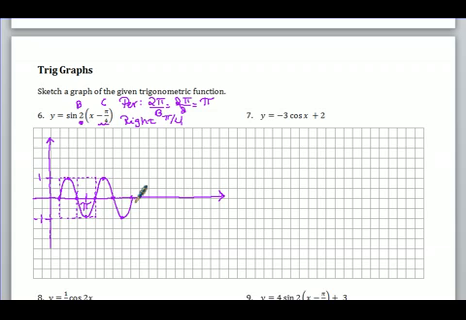Question number 7. Here we have y equals -3 cosine x plus 2. So I have a number in front here, that's an a, and then I have plus 2 on the end, which is not grouped with the x. So that means it's not a horizontal shift, it's a vertical shift, which is going to be our d. This 3 means that my amplitude is changing to 3. And then this plus 2 at the end is going to be a vertical shift up 2.